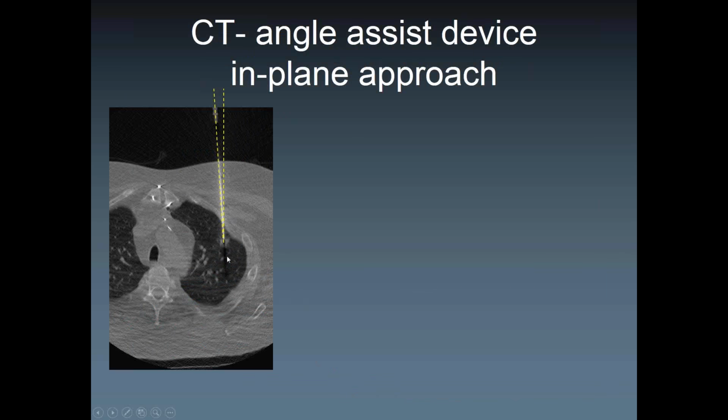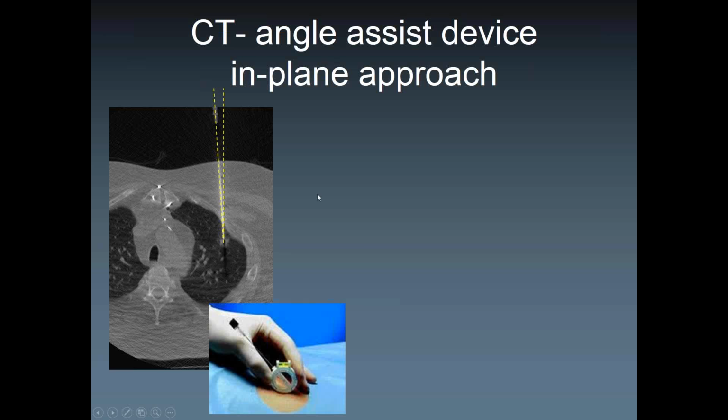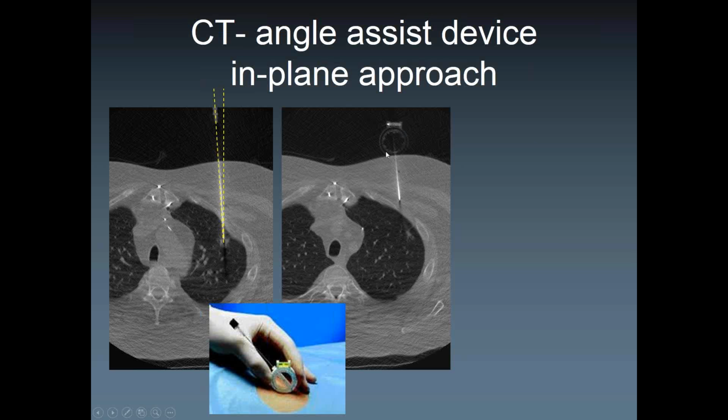That's the angle assist device. So if it's not perpendicular to the trajectory, if you have to angle off a little bit, you can guesstimate how much, or you can measure that. And this device here helps you to measure that. It has a little dial in here. So this dial here is in 2 degree increments.